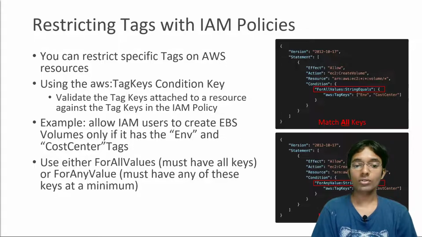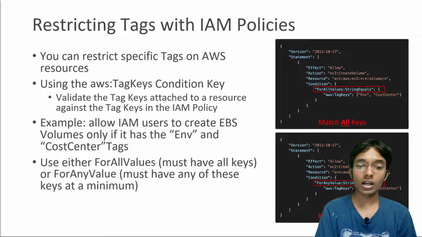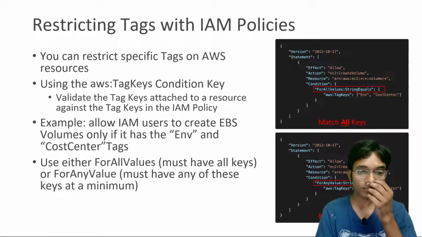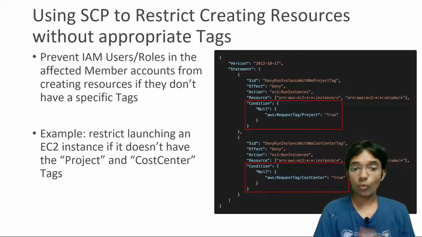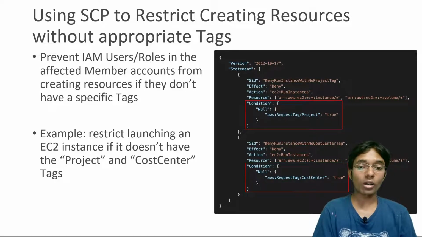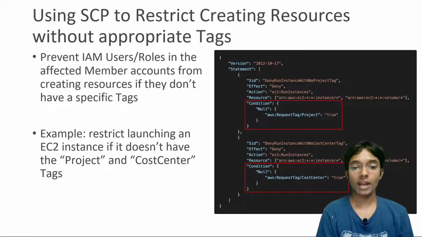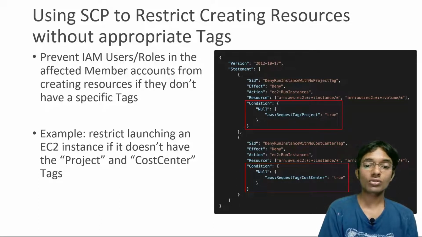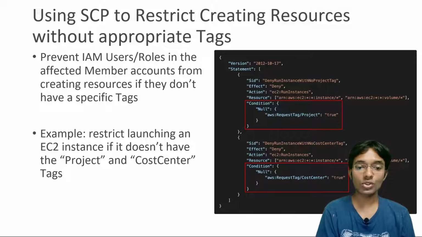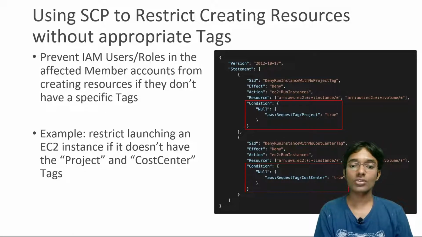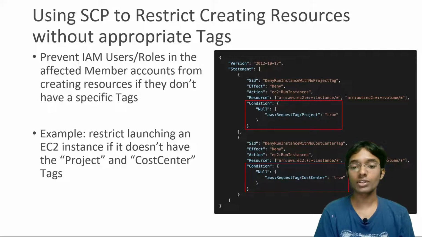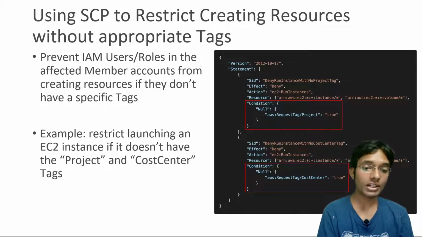Okay, so this can come up in the exam using the aws:TagKeys condition key. There's also a way of using service control policies to restrict creating resources that don't have the appropriate tags. This is to prevent IAM users and roles from performing actions they can't do. For example, we can restrict launching an EC2 instance if it does not have the project and cost center tags.